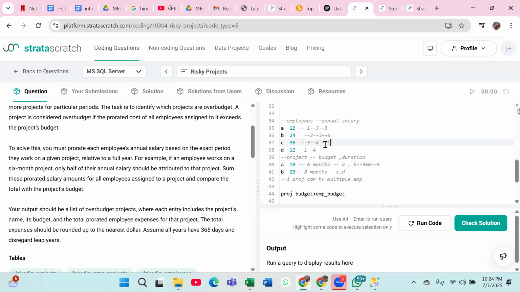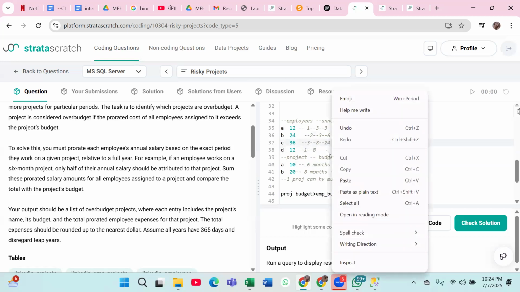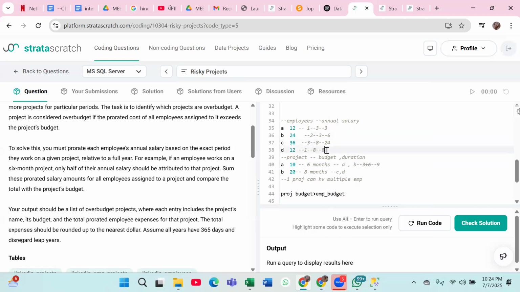But here, 4 times 3 is 12. And let's say here they are working for the same time. Both have worked for 8 months together. Then what will it be here? It will be 24 here and it will be 8 here, right? So the cost will be 8 plus 24. What will it be? It will be 32, right? So 32 is far more than your project's budget. Are you able to get that? What am I talking about, everyone?